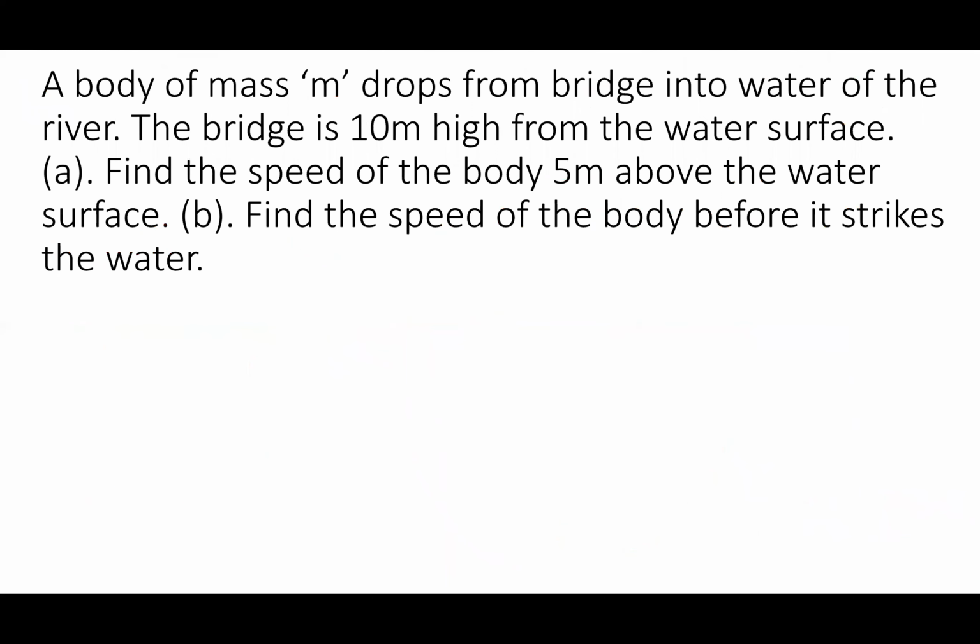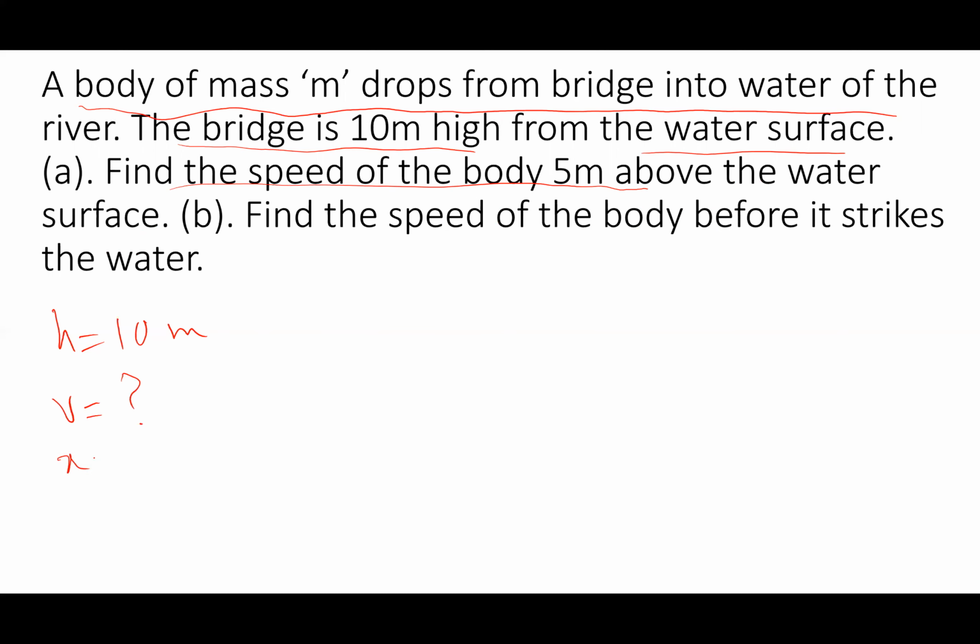Now, numerically, a body of mass m dropped from a bridge. A body of mass m dropped from a bridge into water of the river. The bridge is 10 meter high. Height of bridge is 10 meter. Find the speed of the body 5 meter above the ground. Speed is question mark at a height of 5 meter. Total height is already written. Find the speed before it strikes.